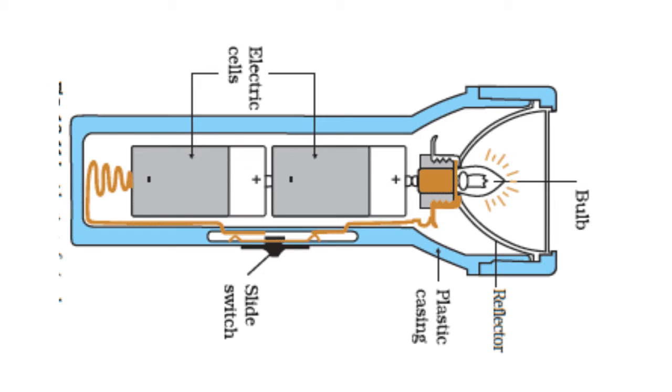Okay children, what can you see here? You can see what is inside a torch. Here you can see two cells inside it. This one cell, the second cell. So you learned that a cell pushes electric current around a circuit. The electric current flows from the positive terminal to the negative end of a cell. So electricity flows from the positive end to the negative end of the cell.